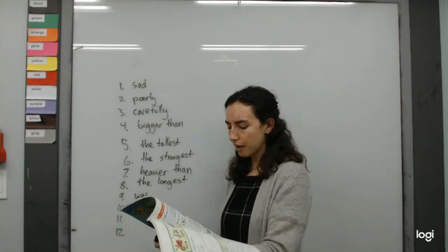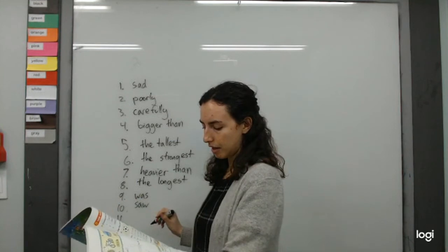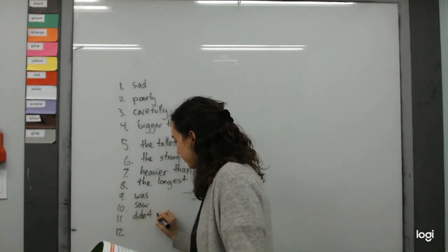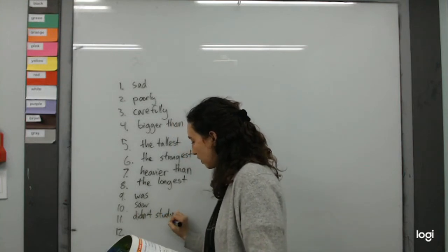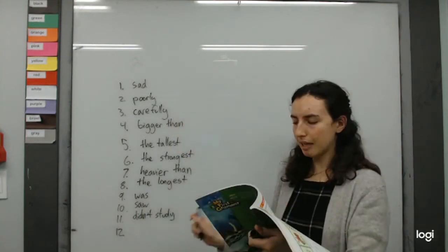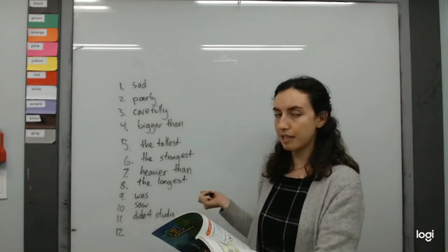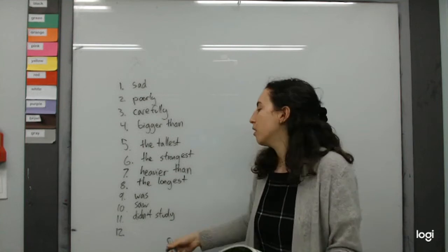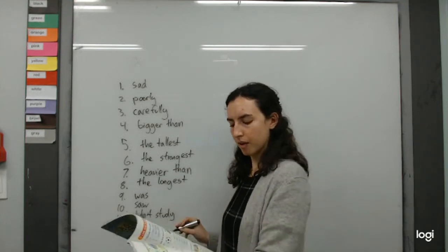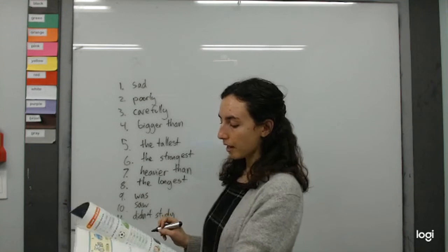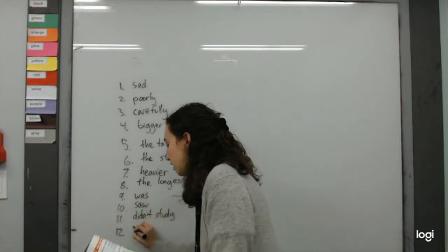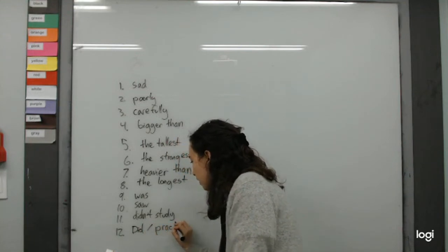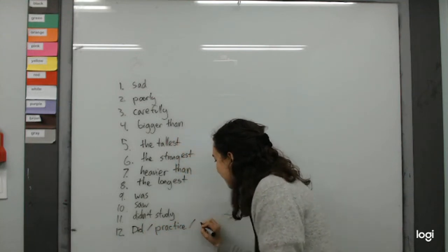And number 11, Mike didn't study yesterday, he played games. And we know he didn't study because it says he played games. He can't study and play games at the same time. So we know he did not study. The last one is, did he practice the piano yesterday? No, he didn't. Did he practice? No, he didn't.